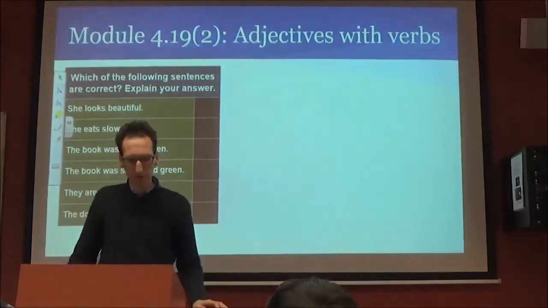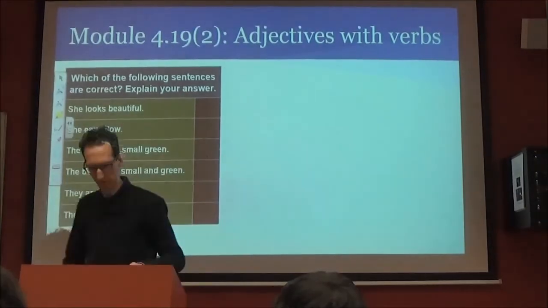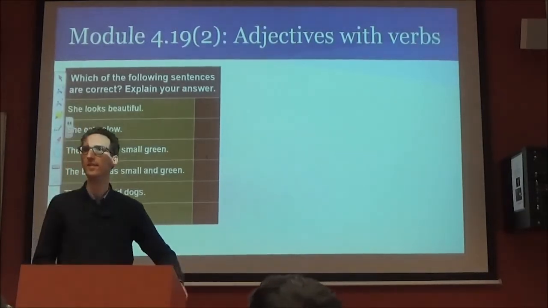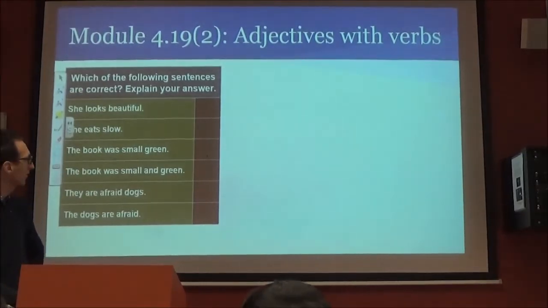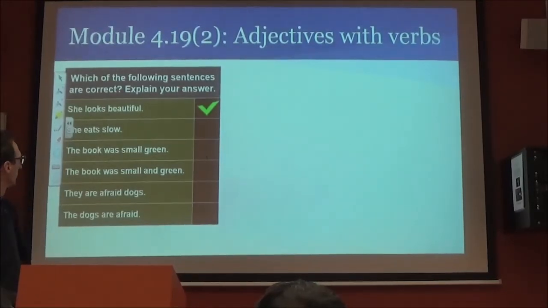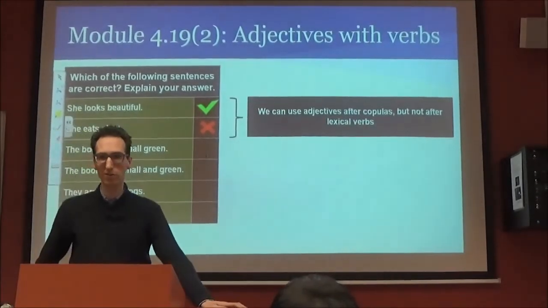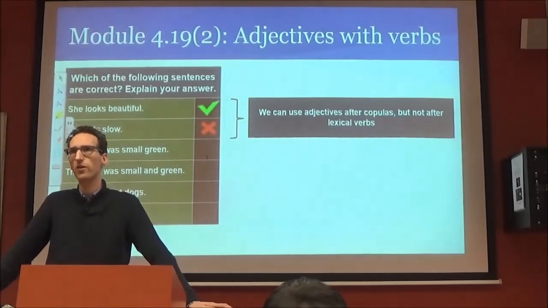Okay. Here's another exercise. Which of the following sentences are correct? Explain your answer. Let's look at the answers. She looks beautiful. This is correct, nothing wrong with that, right? She eats slow. This is incorrect. Why? We can use adjectives after copulas, but not after lexical verbs. What should it be? She eats slowly. So slowly then is an adverb.